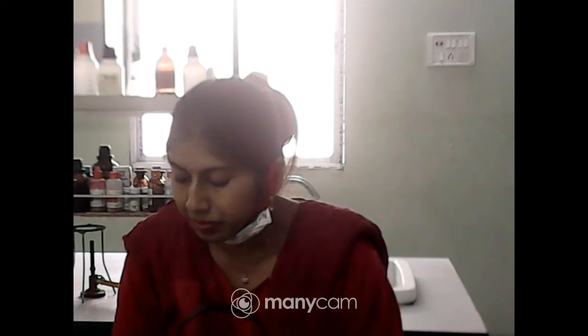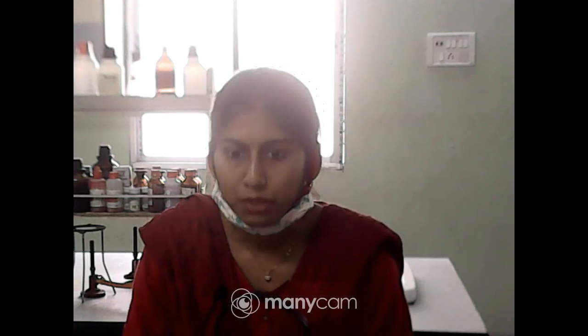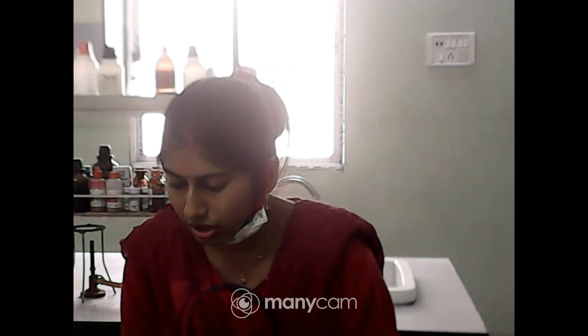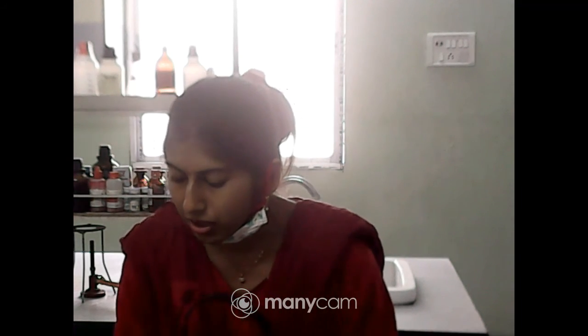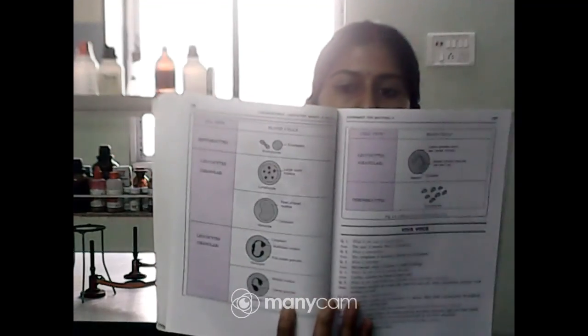So for this practical, what precautions should you take? You must use the compound microscope very carefully. First focus the slide under 10x power, then convert it to 40x. Use a thin and uniform film slide to get all types of cells clearly, and staining should be done properly. Here is another diagram in your book, where you will find the diagram of all the blood cells.